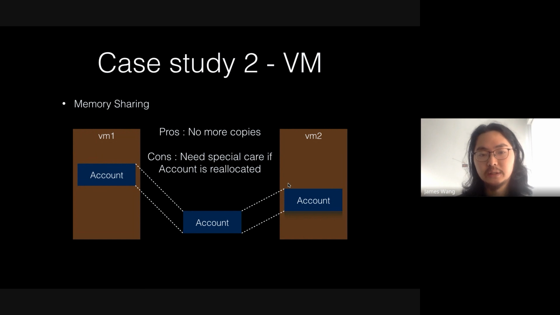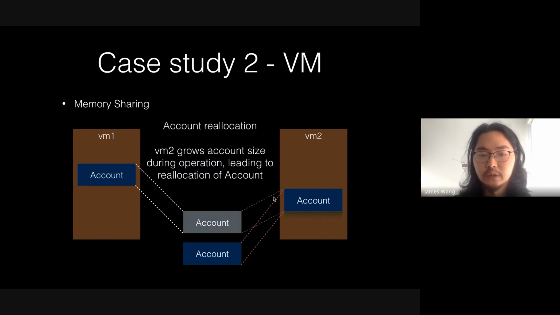But there is one special part we need to consider when doing this kind of memory sharing, which is: if the second virtual machine, the second program, tries to increase the size of the account, tries to grow the size of the account data, then what would happen? You definitely can't write the appended data right after the host buffer, because we didn't pre-allocate any memory for that. So we have to allocate another buffer to accommodate the account changes, the account growth.